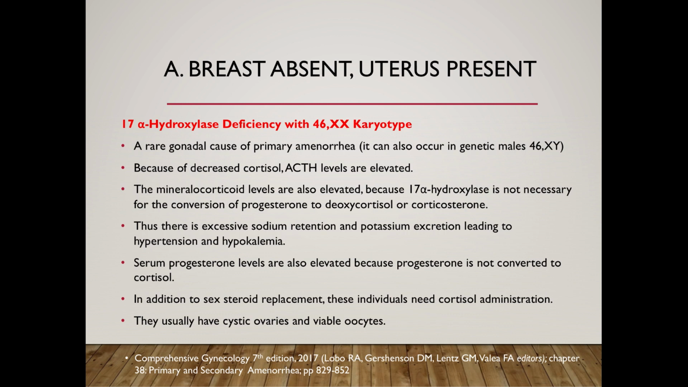This is a rare gonadal cause of primary amenorrhea, and because of decreased cortisol, ACTH levels are elevated. The mineralocorticoid levels are also elevated because 17-alpha hydroxylase is not necessary for the conversion of progesterone to deoxycortisol or corticosterone. Then, there is excessive sodium retention and potassium excretion leading to hypertension and hypokalemia. Serum progesterone levels are also elevated because progesterone is not converted to cortisol. And in addition to sex steroid replacement, these individuals need cortisol administration, and they usually have cystic ovaries and viable oocytes.